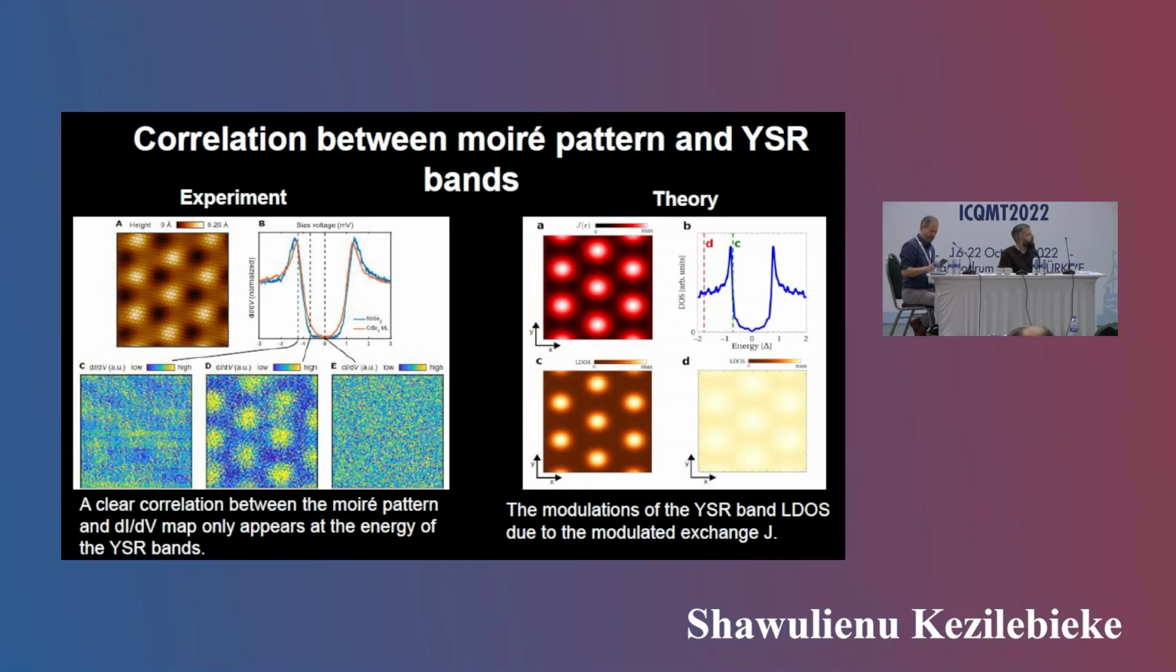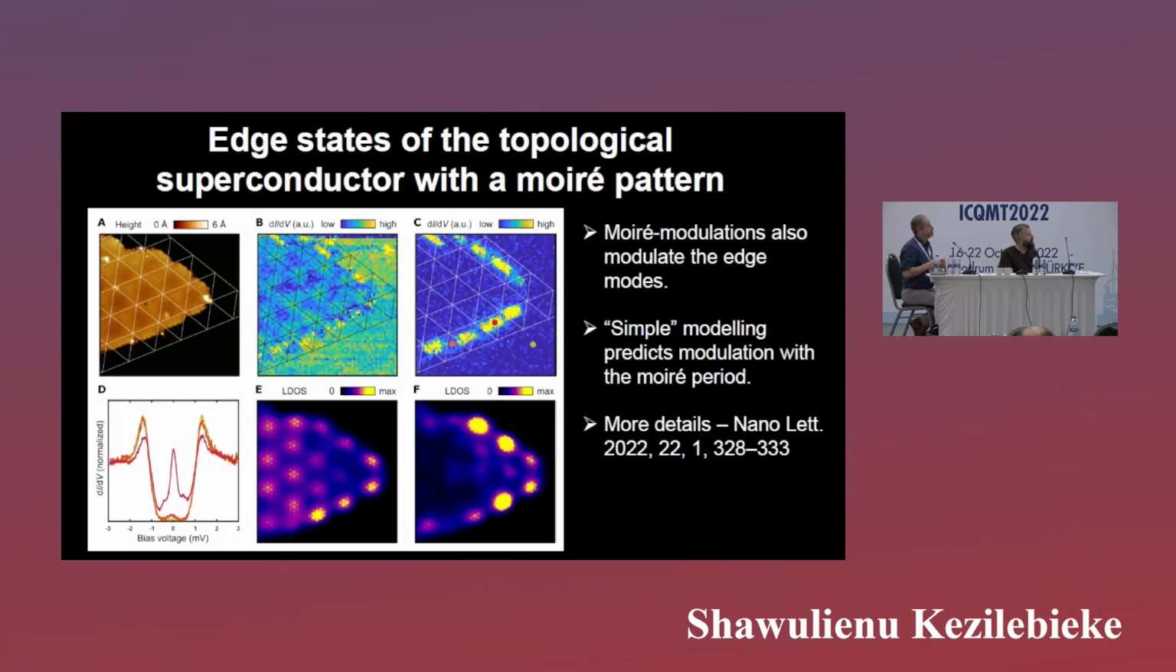And we simulated this simply by modulating the exchange coupling between superconductor, and we see when we hit the band, we have strong localization. Outside or inside, we don't have localization. Next slide, please. This is my final slide.